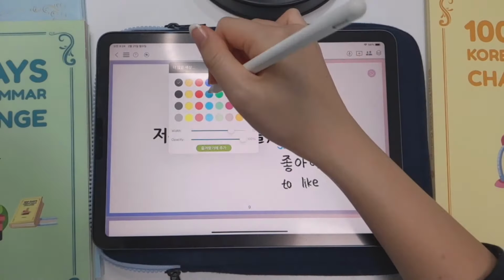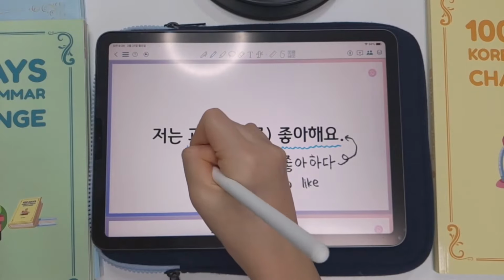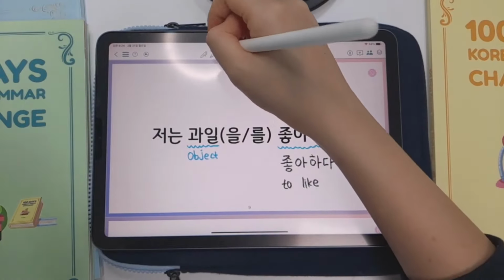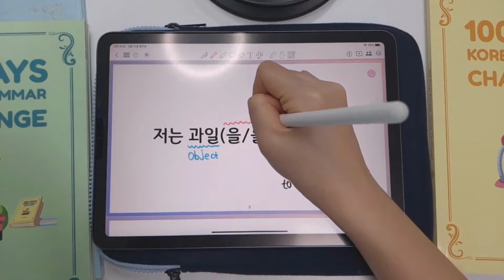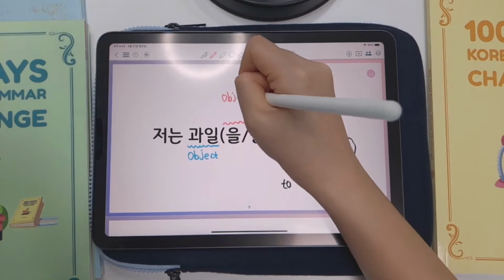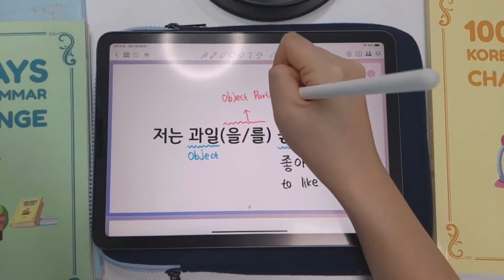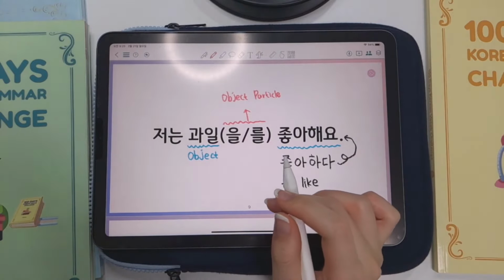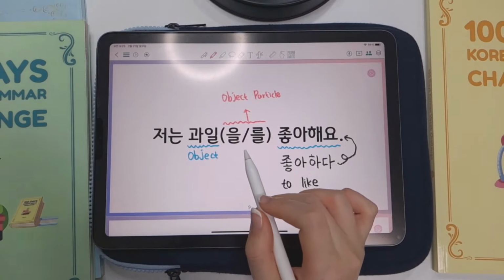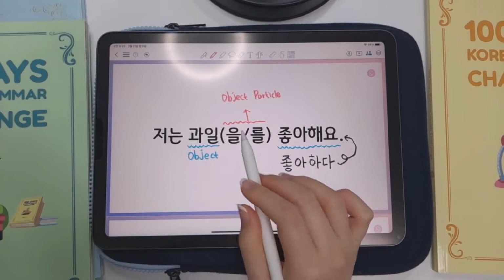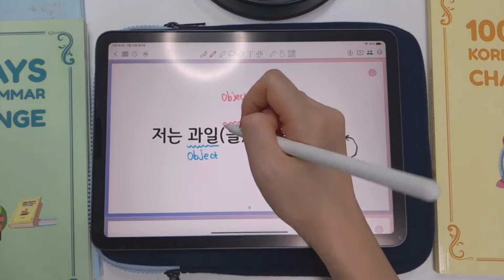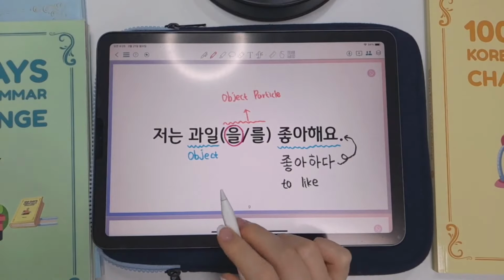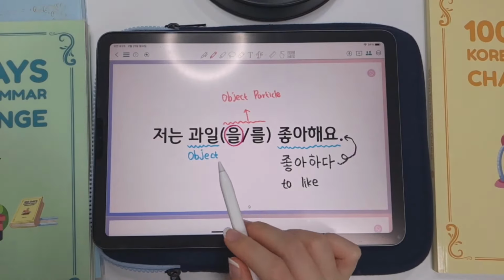Which one do we have to use? 과일 is the object of this sentence. Object. 저는 과일 을 or 를. 를 can be an object particle. 맞아요. Object particle. Which one do we have to use? 맞아요. 저는 과일을 좋아해요. 주다 씨, perfect. 마릴린 씨, the answer is 을. Okay. 레오나르도 씨, 루지 씨, 맞아요. 과일을 받침이 있어요. Okay, that's perfect. So, the answer is 저는 과일을 좋아해요. Oh, 아만다 씨, 프라틱샤 씨, perfect.